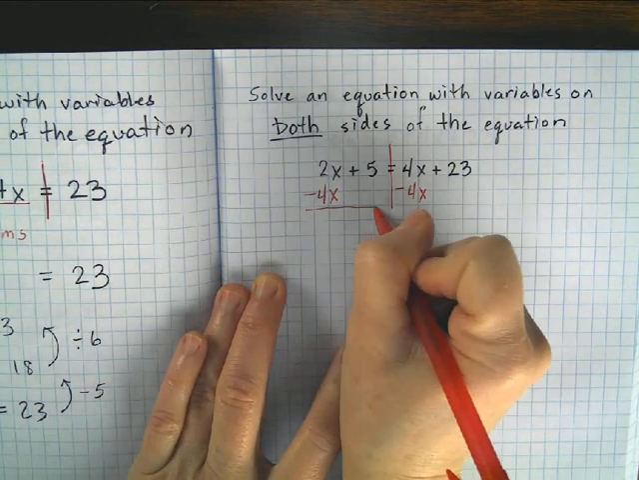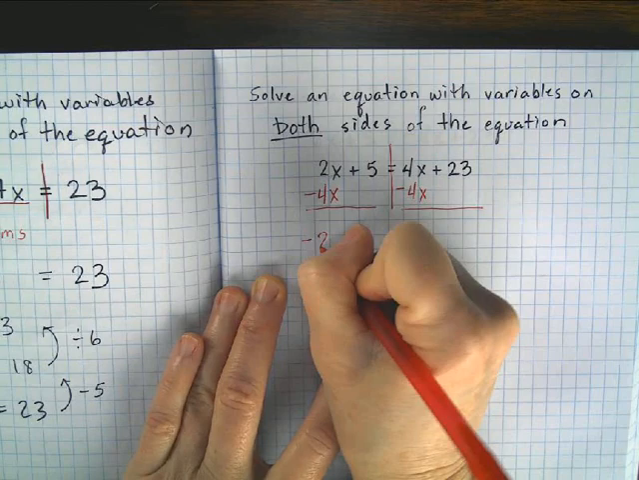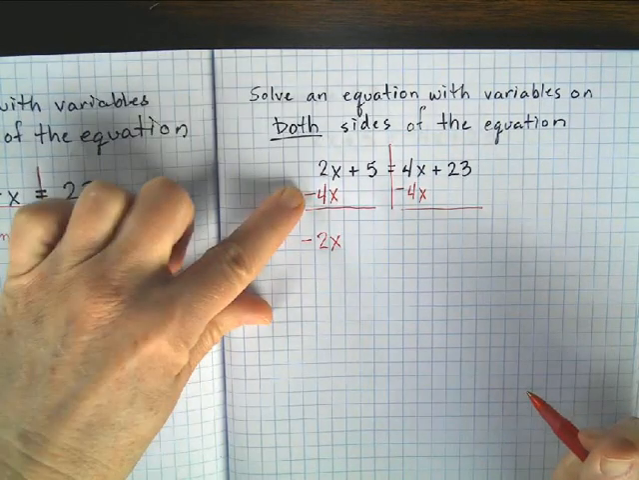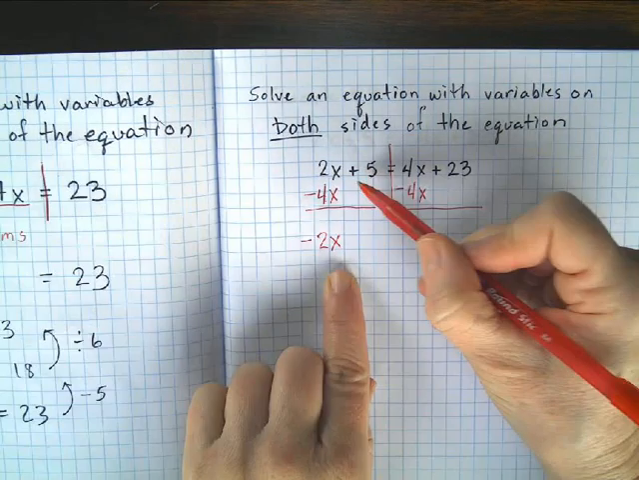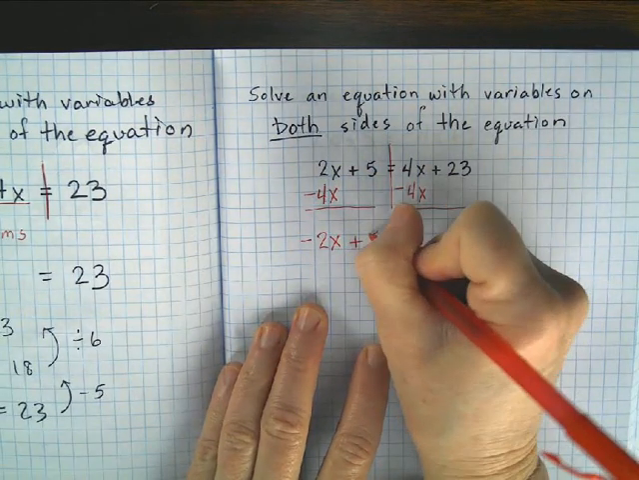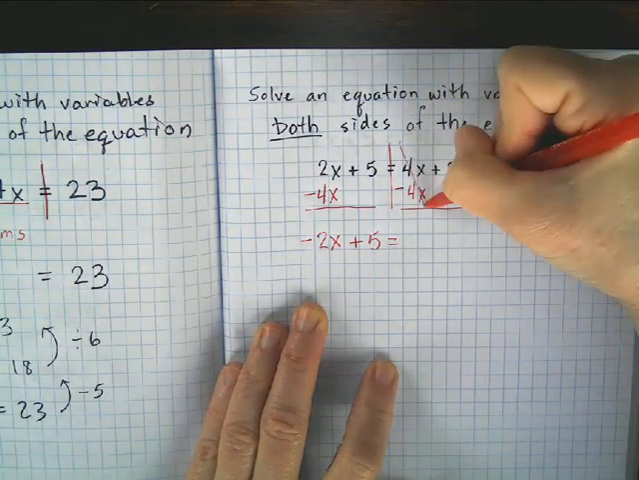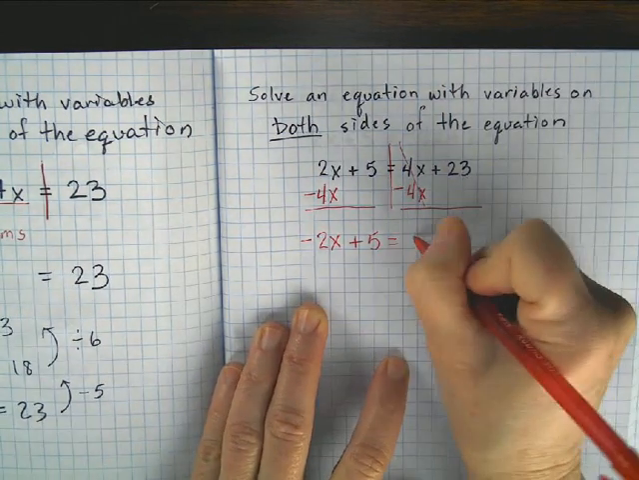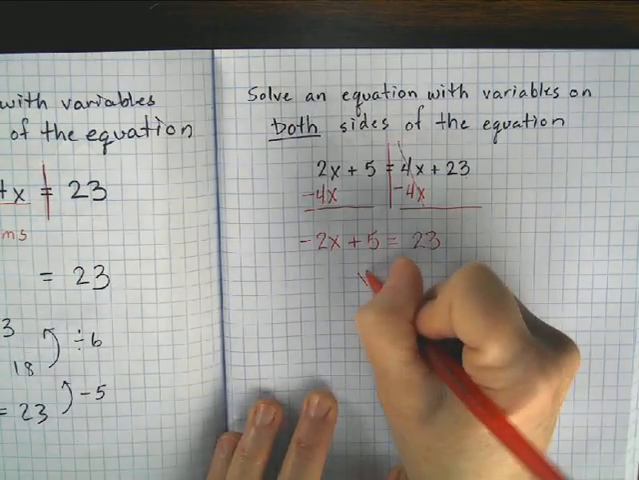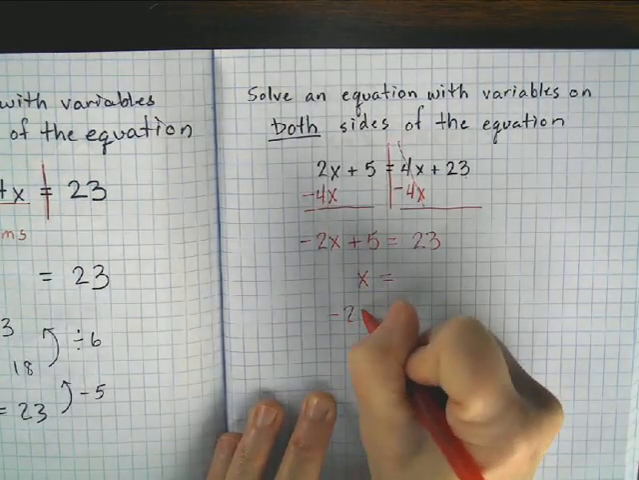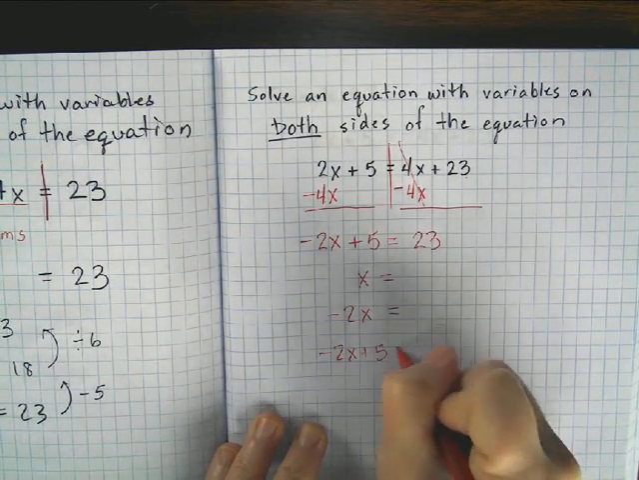So now 2x minus 4x is negative 2x, because I have more negatives than positives. I still have my plus 5. 4x minus 4x is 0. That goes away. And I still have my 23. Now I can solve like normal. Negative 2x plus 5 equals 23.